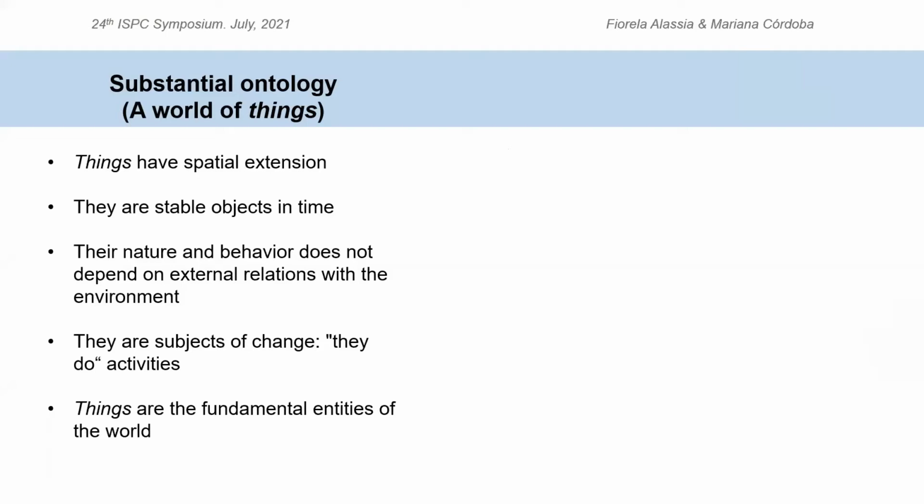According to the substantial ontology, substantial ontology is the idea that the world is populated by things, by substances in the philosophical traditional sense. According to this view, things have spatial extension. They are stable objects in time, which means that things are objects that persist in time. Their nature and behavior do not depend on external relations with the environment. They are subjects of change. They do activities. Things are, according to this ontology, the fundamental entities of the world.